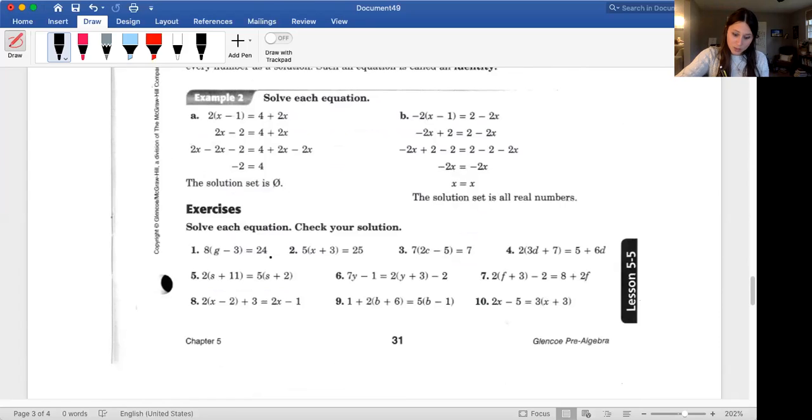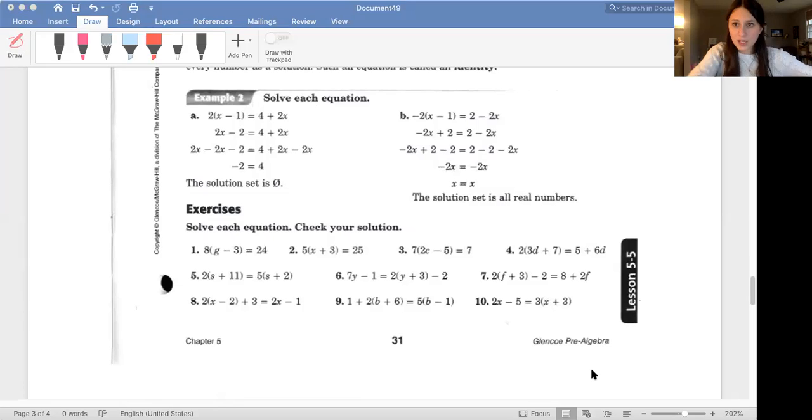And you can get a piece of paper out. I do not want you to fit this all in your study guide because it's just going to be so crammed if you do that. Let's get a piece of paper out and write this down and follow along as we go. So we're really just bringing in everything we've looked at in the last 2 chapters. For example, 8 times parentheses g minus 3 equals 24.